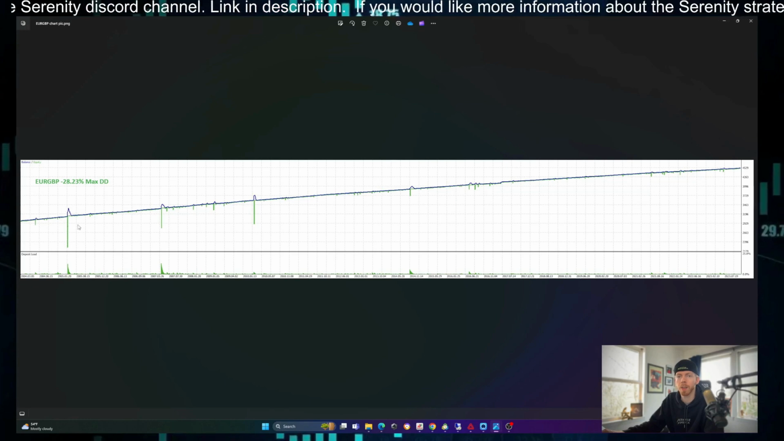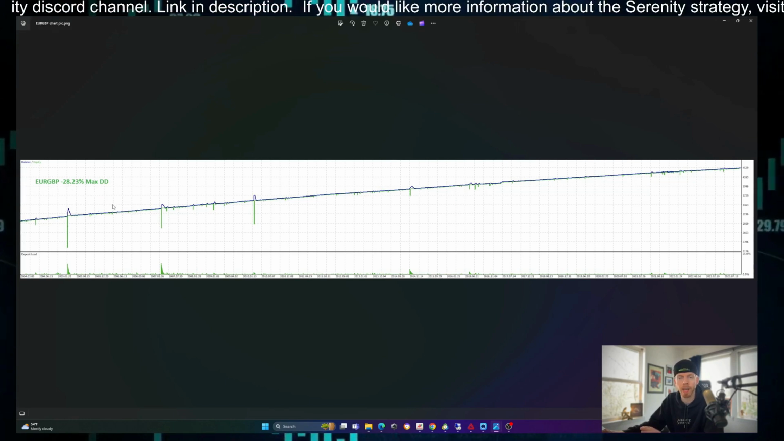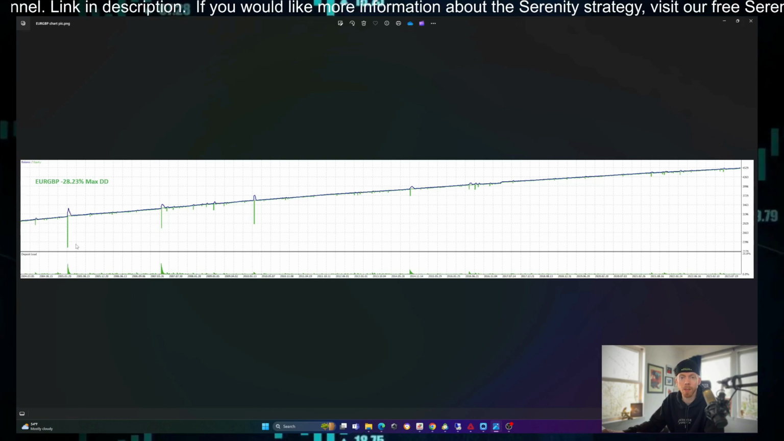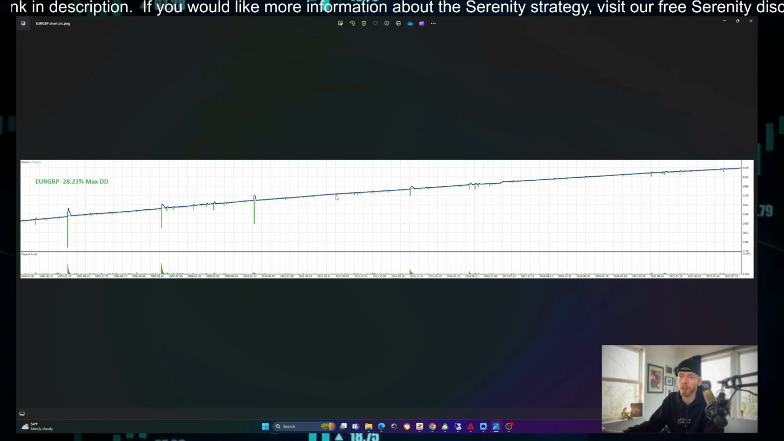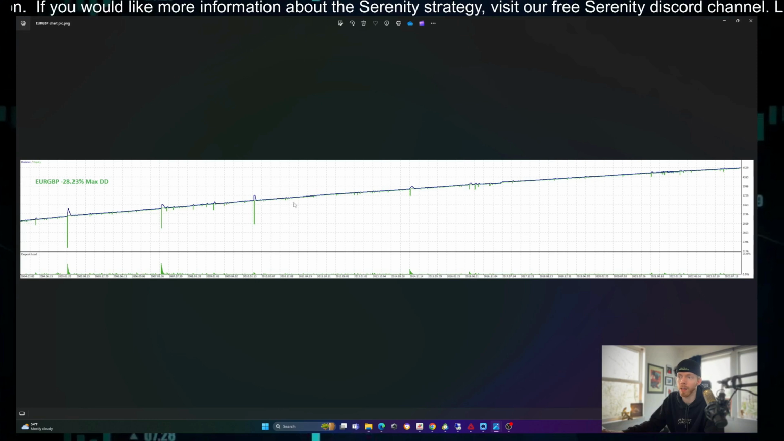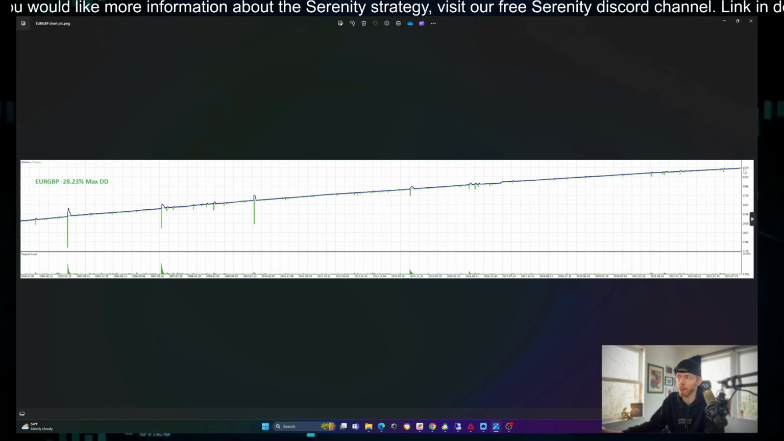All right, so you can see here, this is the Euro Pound. I just added this pair. So the 28% was hit in 2005. So the rest of the test was really smooth, especially after 2010, as you can see. Really clean trading from there on out.